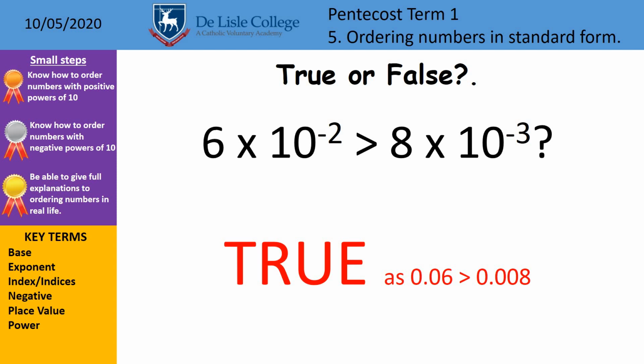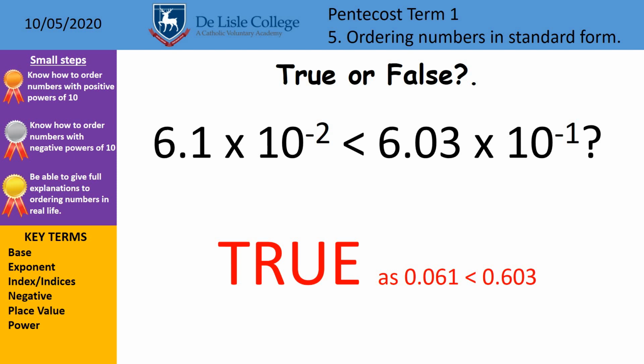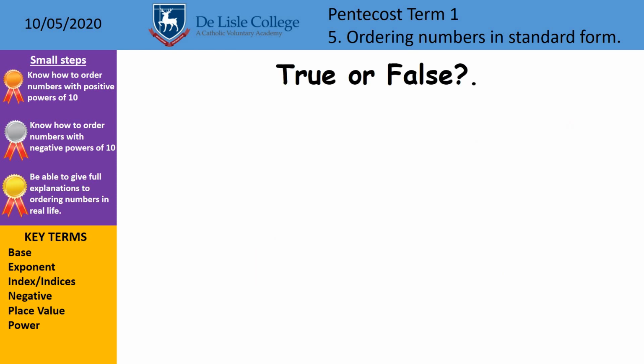Ready for another one? Pause the video while you write it down and decide. This one is true. The first number is 0.061, and that is less than 0.603. Are you ready for another one? True or false?